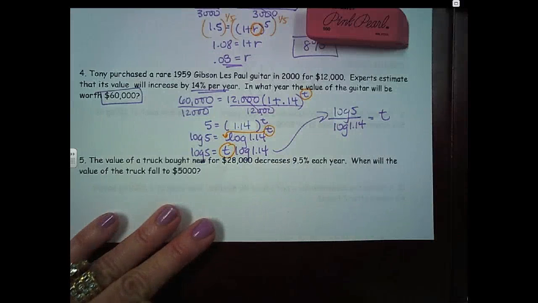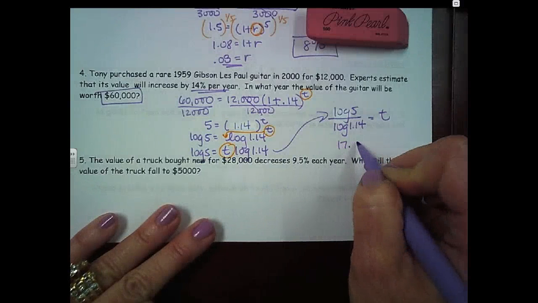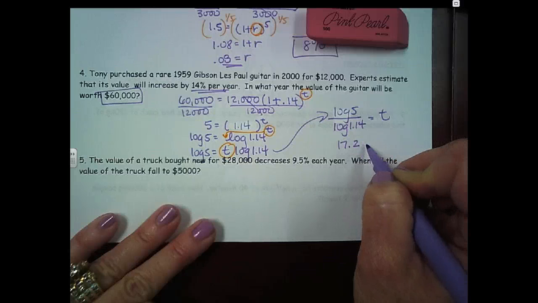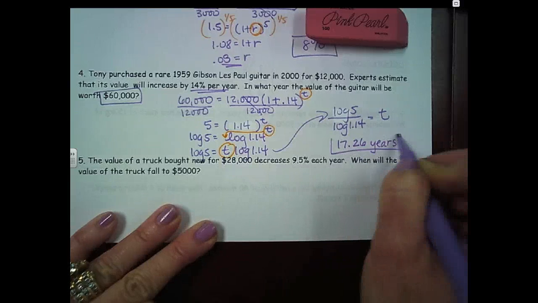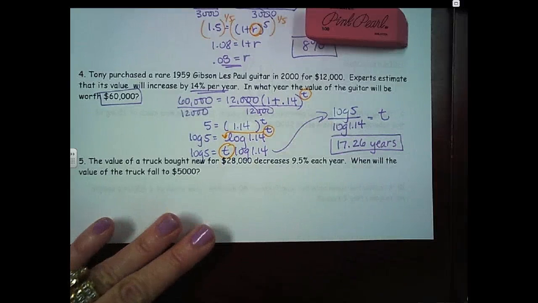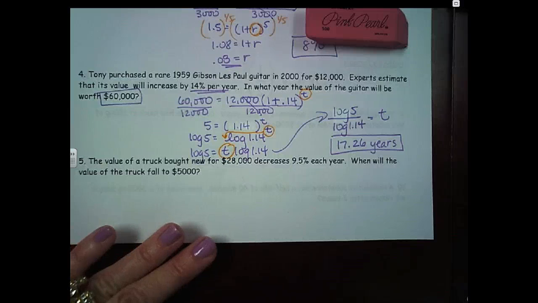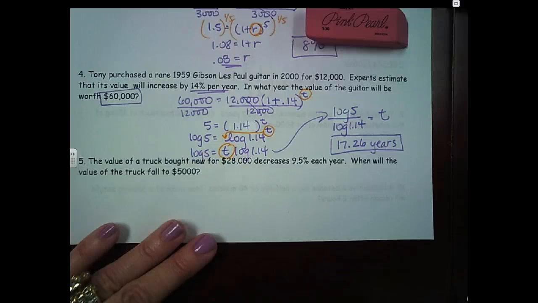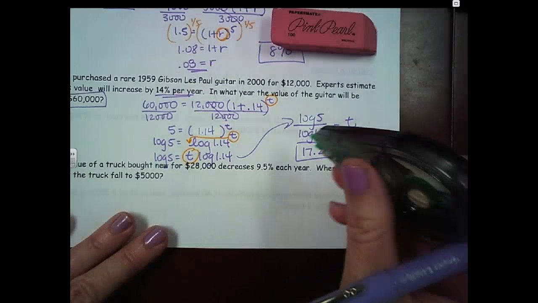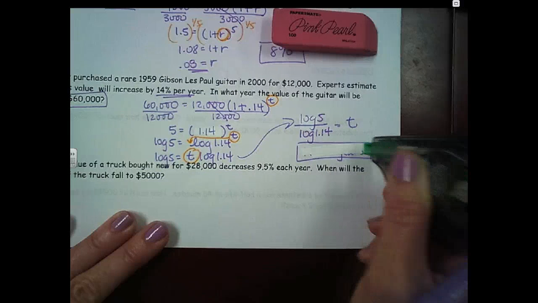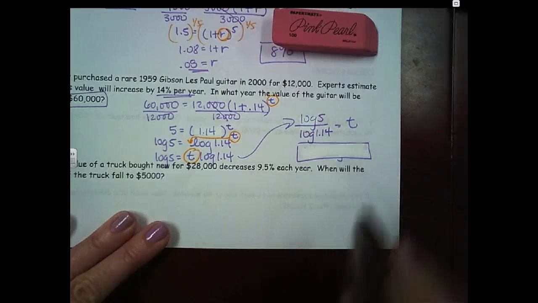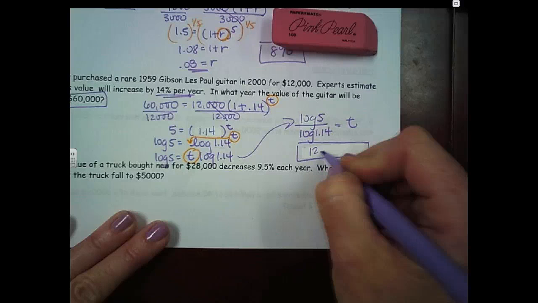And what time did you get? 17.25 or 26, depends on your rounding. Try to round as little as possible. The more you round, the more inaccurate your answer is. Yes? I got 12.28. Did I look at the wrong one? Oh, I'm sorry. I looked at the wrong problem. 12.3. Is that what you got? Okay, yeah. I'm sorry. That's the answer to the next problem. I apologize. Thank you. Did y'all get 12.3 years?